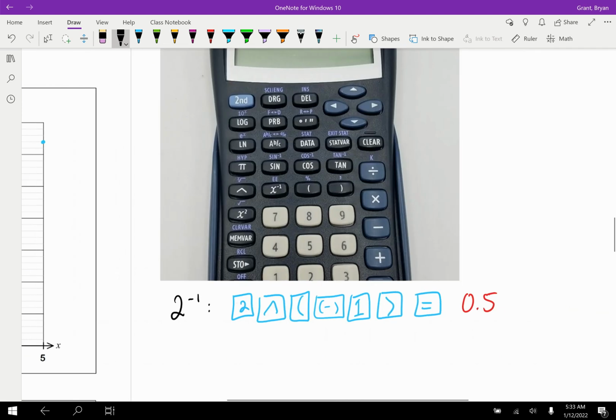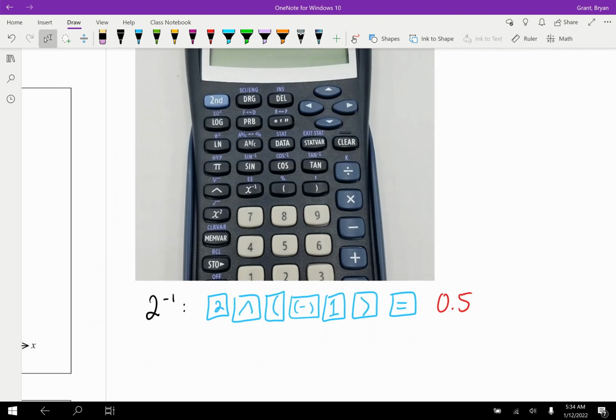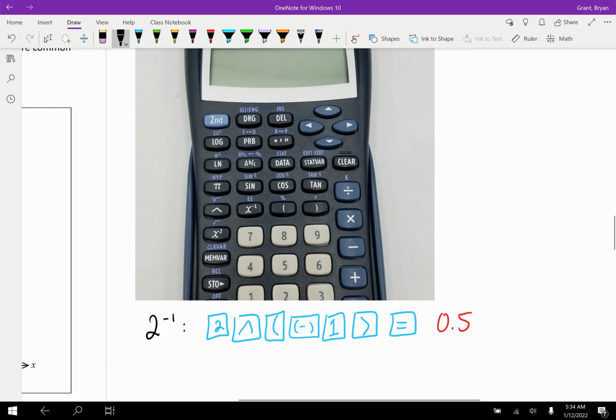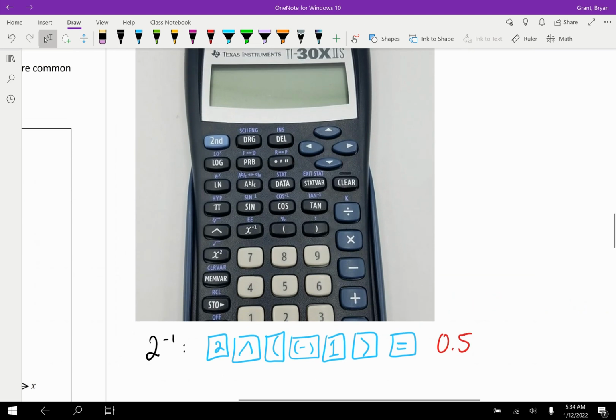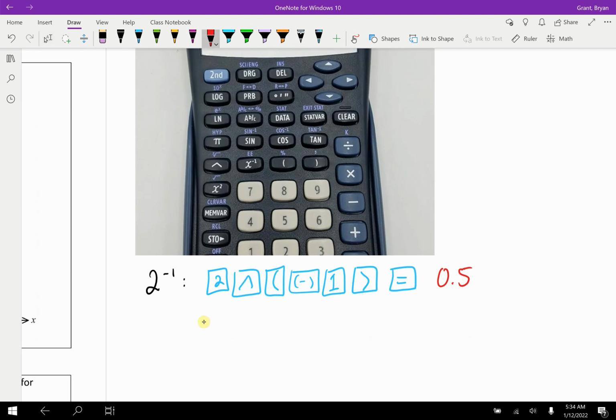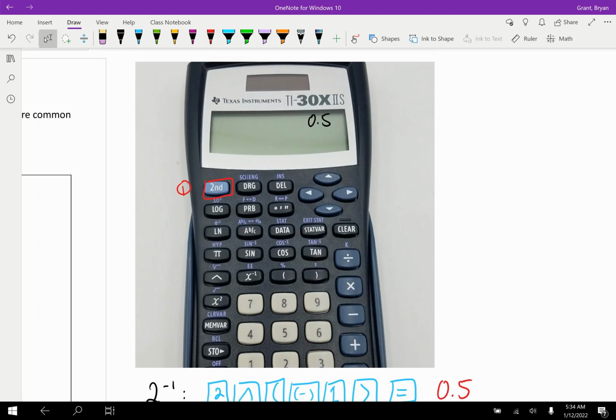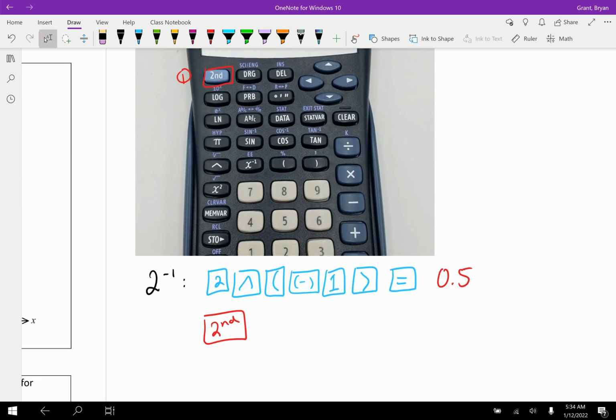But if you wanted that as a fraction, or if there was a fraction on your test, let's look at what we could do. So you should still see 0.5 on your screen, right? But then we're going to do a couple button combos. The next thing I'm going to do is I'm going to press the button second. And when you press the button second, and this is up here, you're going to see something like answer pop up on your screen in just a second. No pun intended. So you're going to see on your screen, it's going to say something like ANS, and then you're going to press PRB.